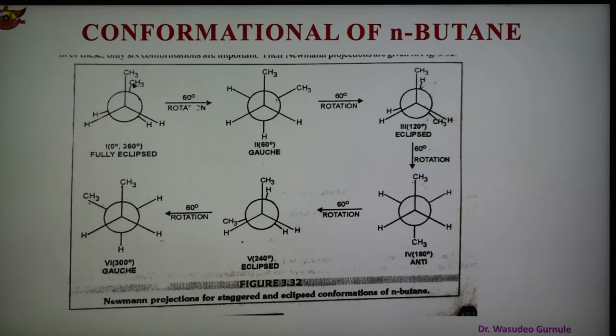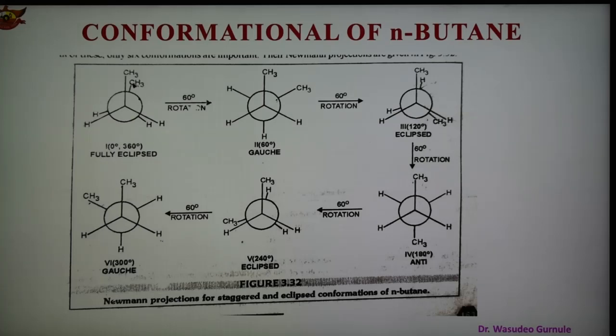So these are the number of conformers of n-butane. In conformation structure number 1, the methyl group and the 2 hydrogen atoms on carbon 2 are exactly behind the methyl group and the 2 hydrogen atoms on carbon 3. Therefore, this is also known as the fully eclipsed conformation. The dihedral angle for this conformation is 0 degrees.